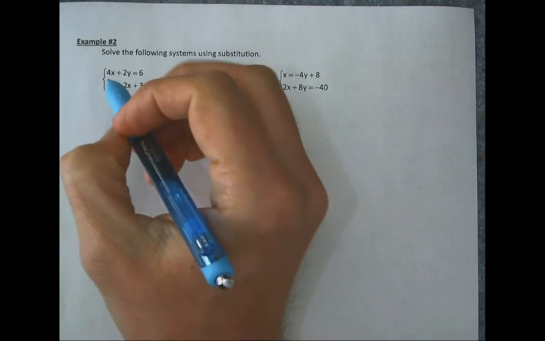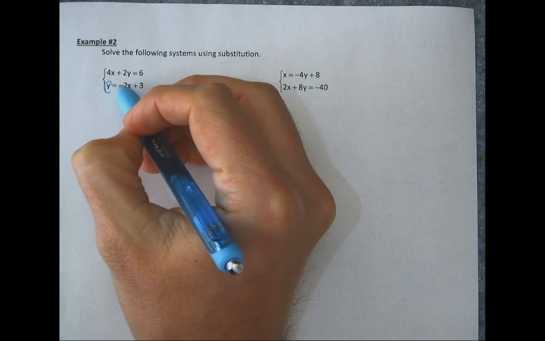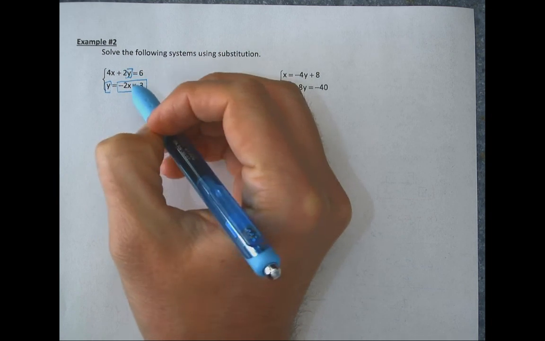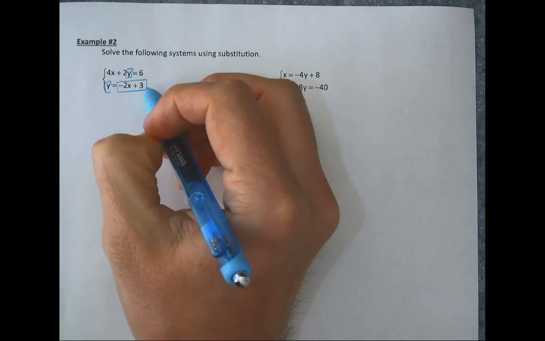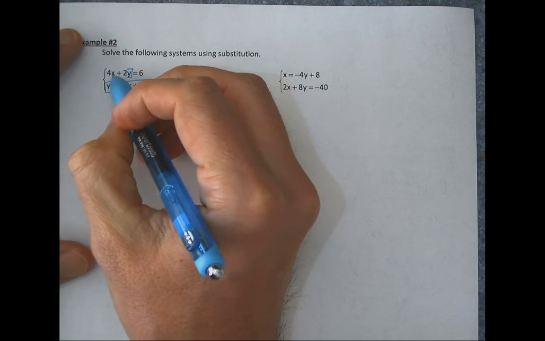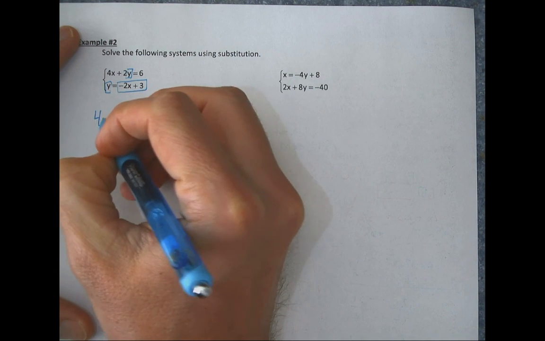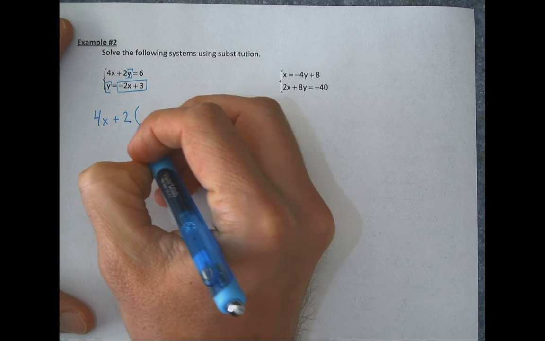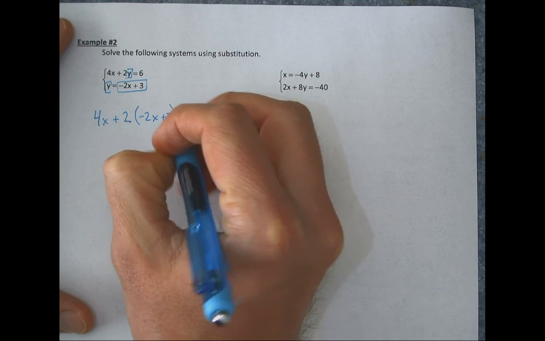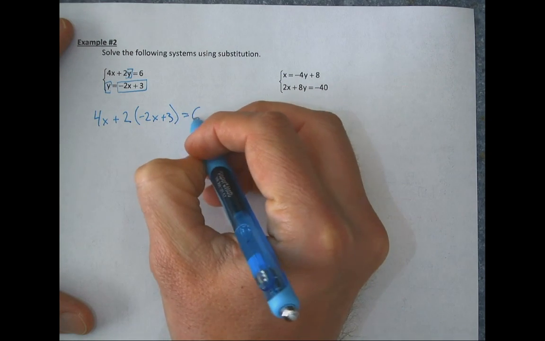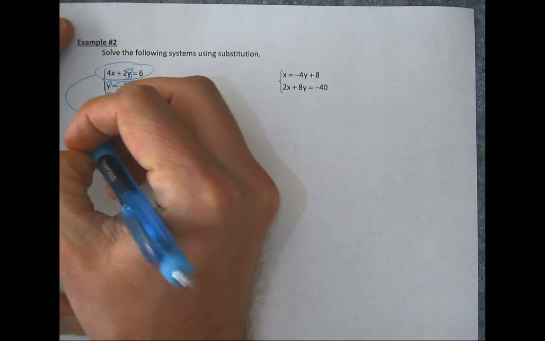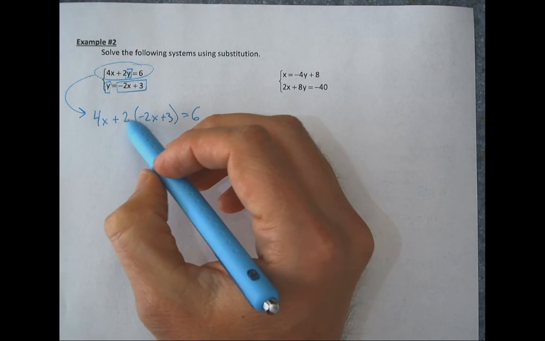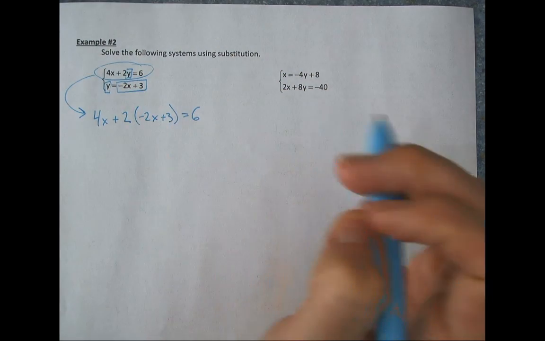So if you take a look, here's my y by itself. It equals this, which means I can come up and plug in for this. Y equals this, so I can change y to this. So I'm going to rewrite this whole top part, 4x plus 2, and then instead of the y, I'm going to substitute negative 2x plus 3 equals 6. So it's important to see what I'm doing. I'm just taking this equation and rewriting it, but instead of the y, it says 2 times y. Now it's 2 times negative 2x plus 3.